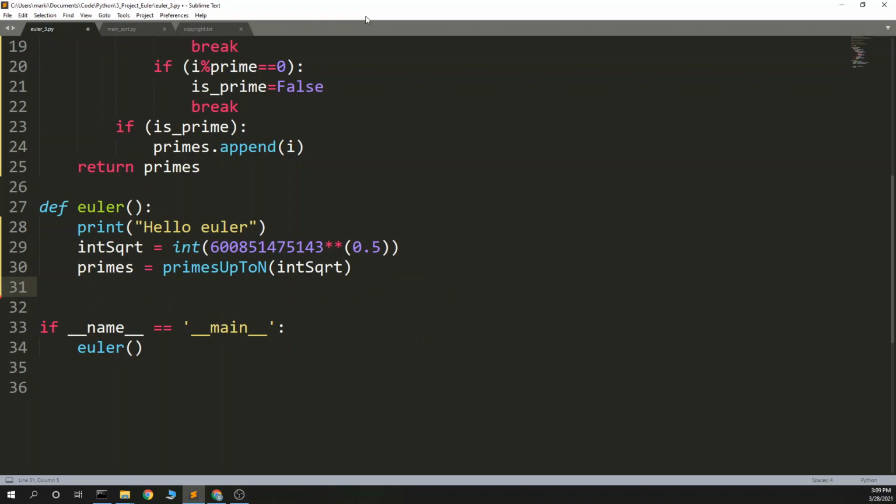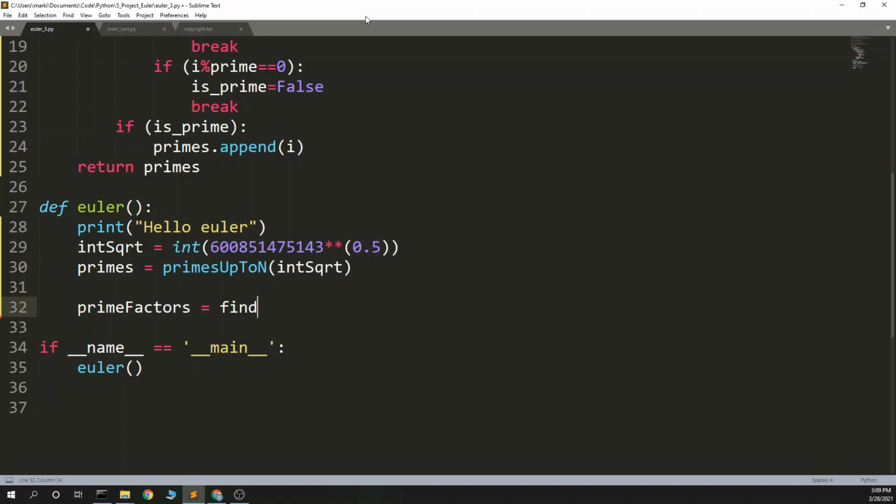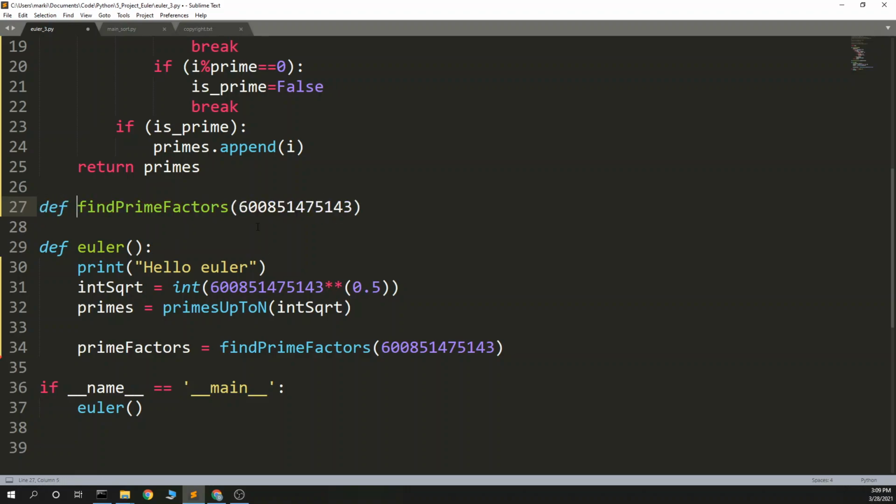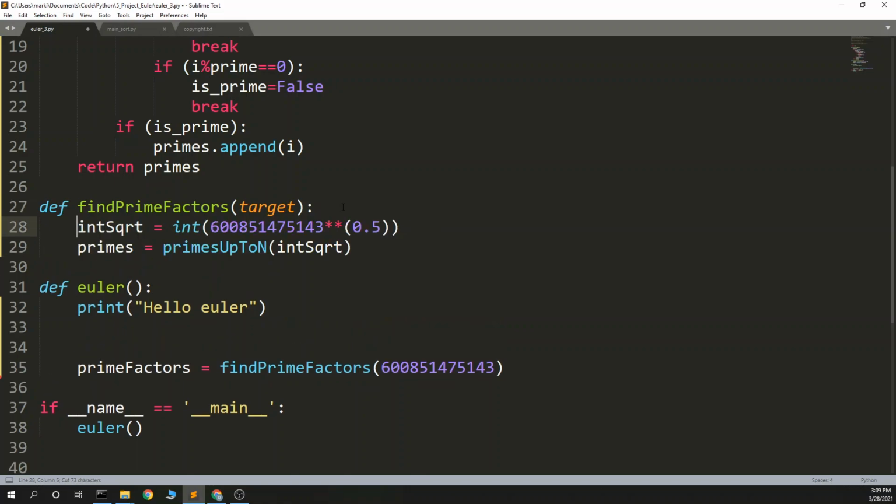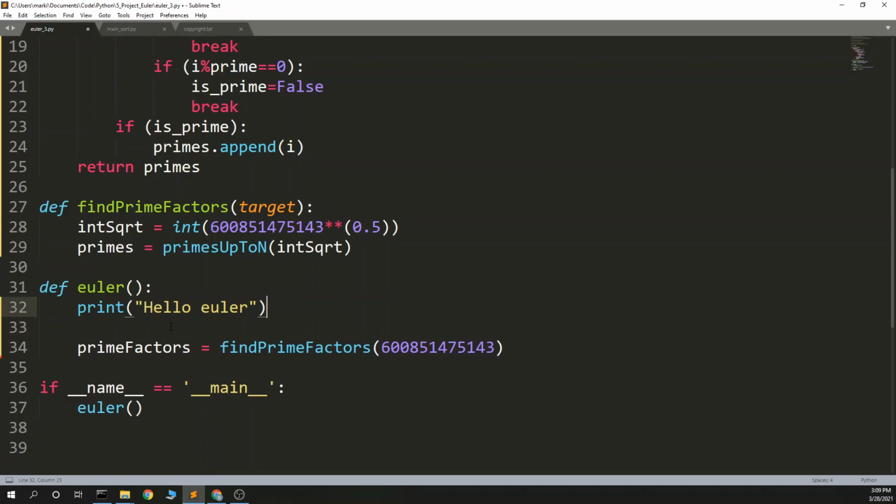So let's say prime factors equals find prime factors of this guy. And we'll make a function, def find prime factors of target. And this stuff can go in this function. So we're going to call, first get the primes.